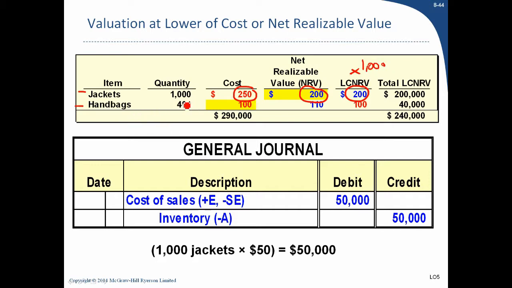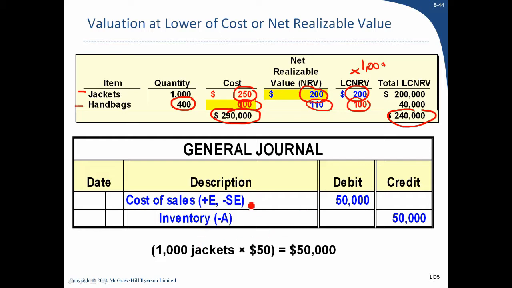Handbags, on the other hand, we bought 400. They cost us $100 each. We'll be able to sell them at a profit. LCNRV is 100, and therefore the cost is 40. And we're not making any adjustments there. That's just what we purchased it for. So our cost is 290. Our LCNRV is 240.